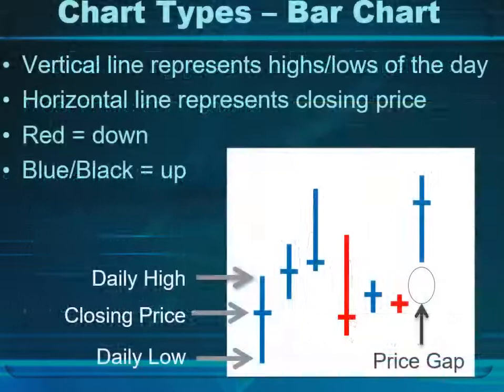Now another type of chart is a bar chart. Here, the vertical line represents the high and low of the day, whereas the horizontal line represents the closing price. We can see in the figure, this is the daily high price, this is the closing price and this is the daily low price. And generally in the bar chart, red is down whereas blue or black is up.